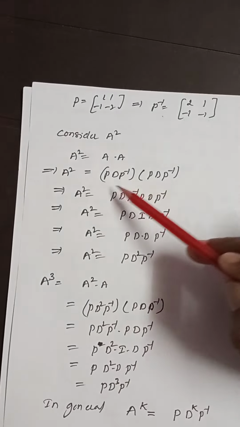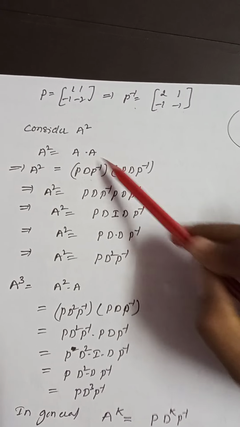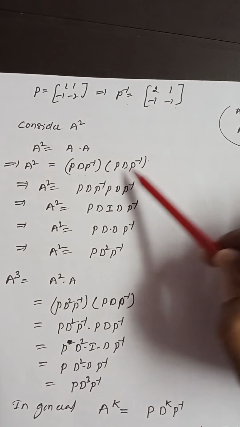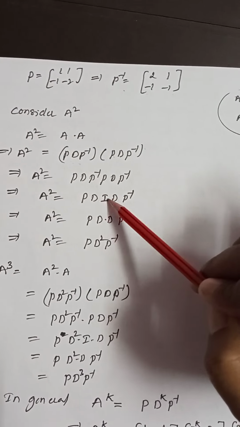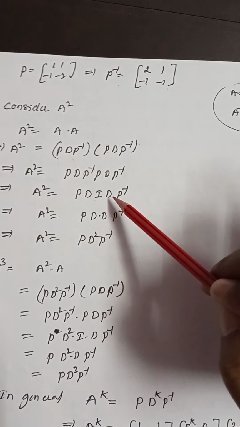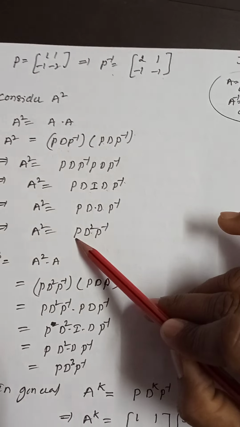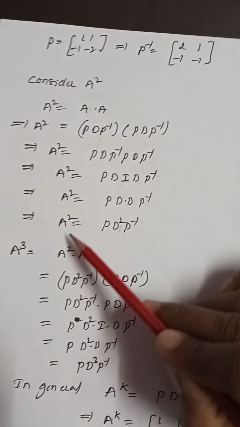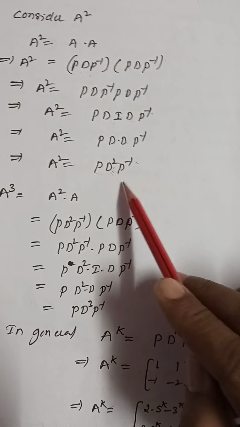Consider A square is equal to A into A. By the given hypothesis, A is equal to P D P inverse. Open the brackets. P inverse into P is equal to I. D into I is D. P D D P inverse, D into D is D square. P D square P inverse, which is nothing but A square. Therefore A square is equal to P D square P inverse.